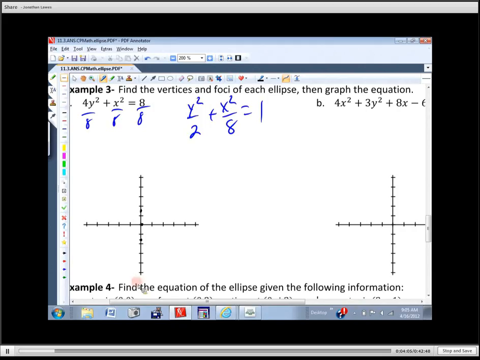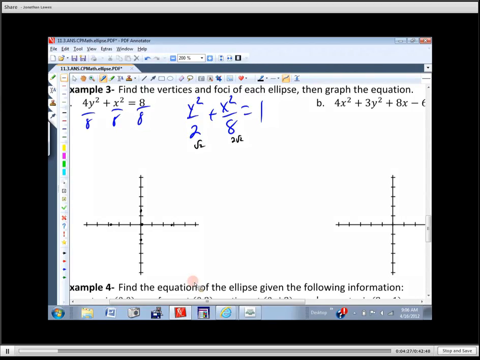I'm going to go to the right and to the left. So underneath the x is an 8. Square root of 8 is, okay, we could write it as 2 radical 2, and this one was just radical 2. Okay, it's a little less than 3. So if I'm going to sketch that, it's about right here and about right here.